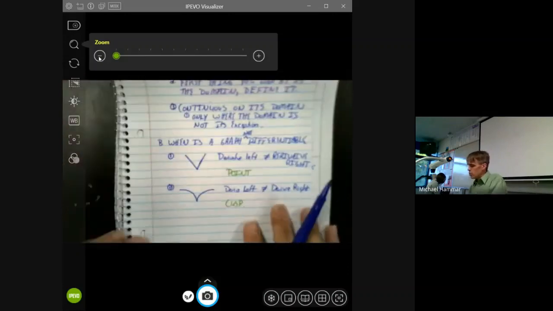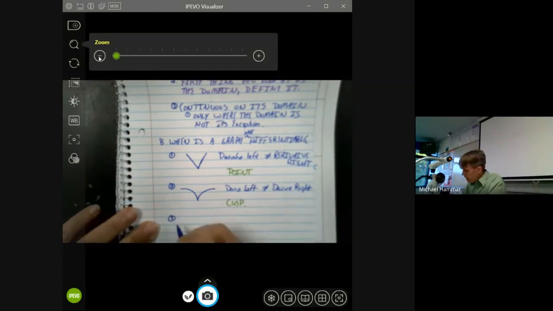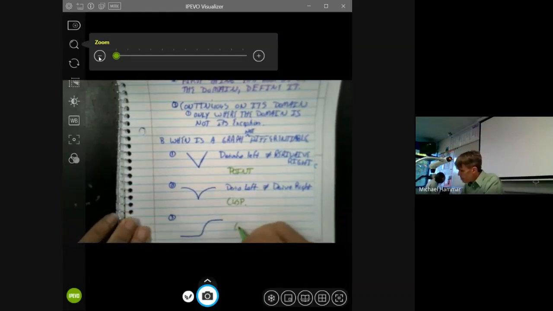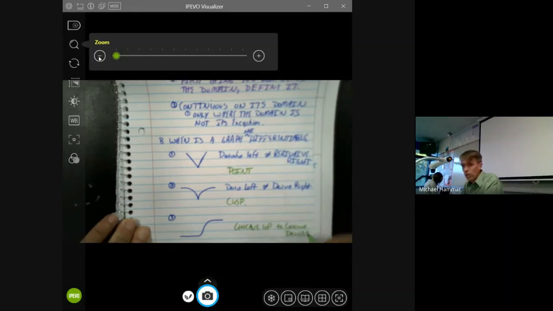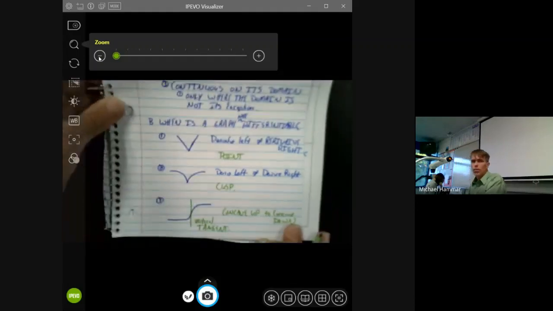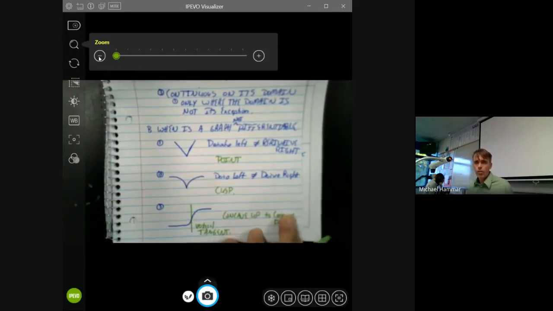And the final place where things are not differentiable is number 3. It's where the graph goes like this, turns like this, and goes like that. Where things go from concave up to concave down. Those places have something called a vertical tangent. Okay? So these are the three situations. When you see those in a graph, you know that they are not differentiable in those spots.